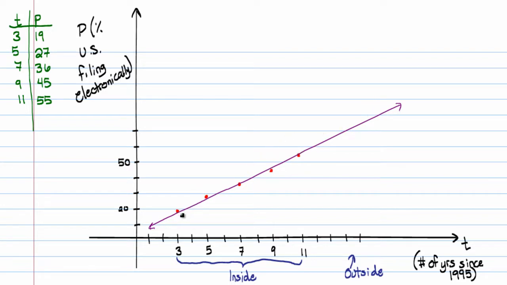I'm going to grab a couple points that don't exist on my data set. In fact, I'm going to use 3. So my input here is 3, but my output, even though the table says 19, on my line looks like 17. Might even be 18, but I'm just going to take a wild guess and say 17. And here, it's an input of 11, but on my purple line, the data says 55. My purple line might be at 56.